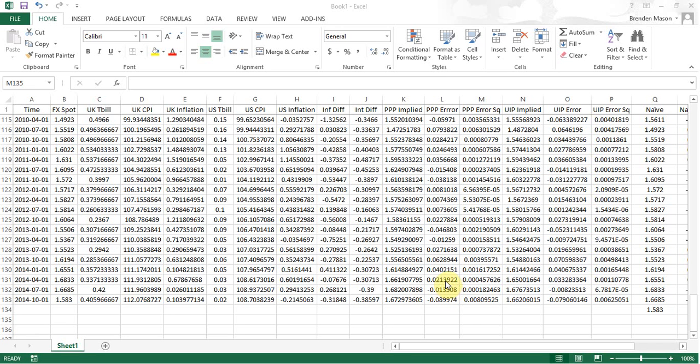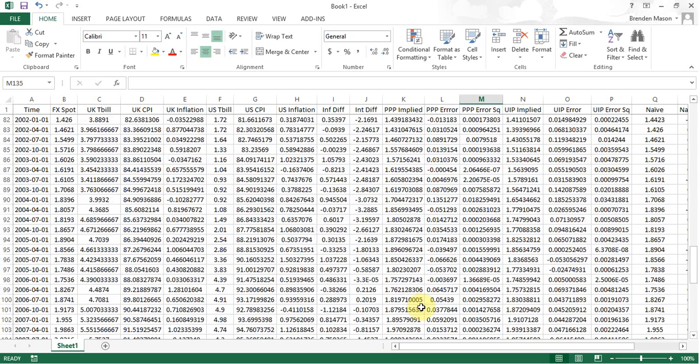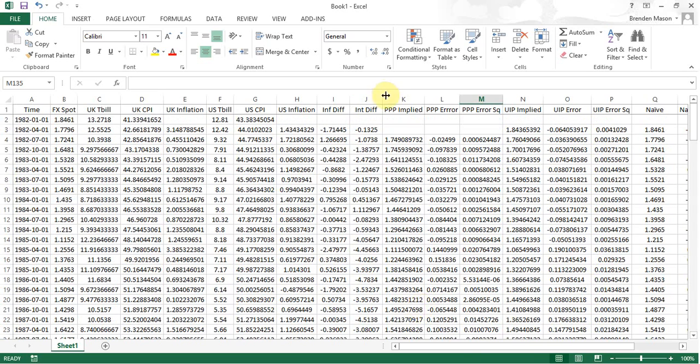Okay, so in the last clip, we went through how to generate the forecasts, right? The purchasing power parity forecast, the uncovered interest parity forecast, and the naive forecast. Then we took the error of that forecast. Again, that's just as this function bar shows. That's the actual value minus the forecast value. And then we're going to square those errors.